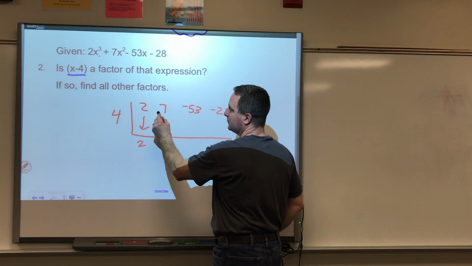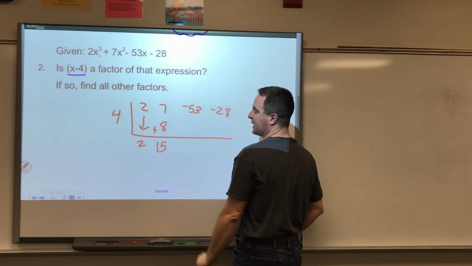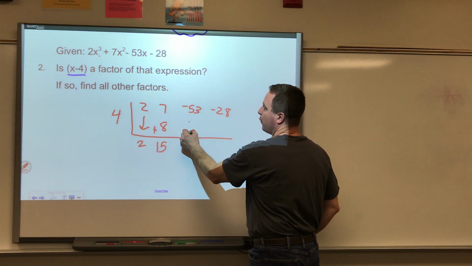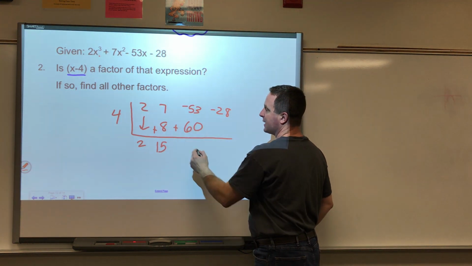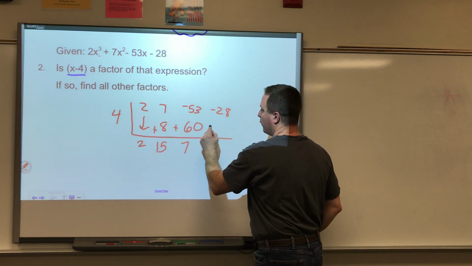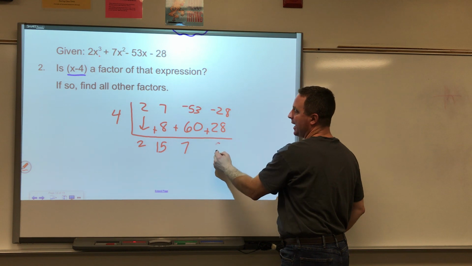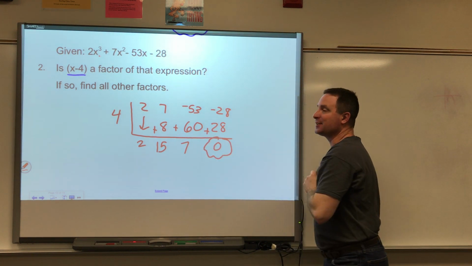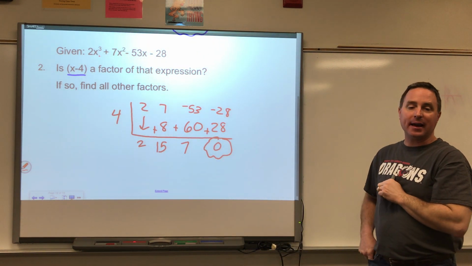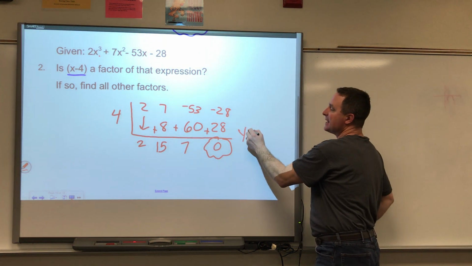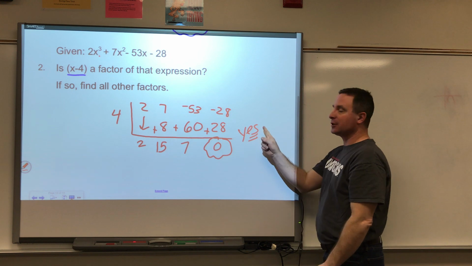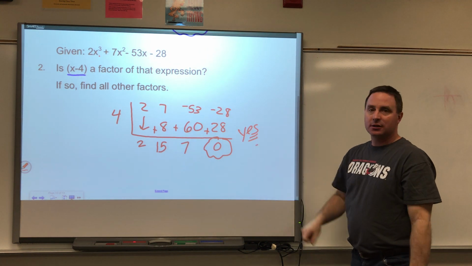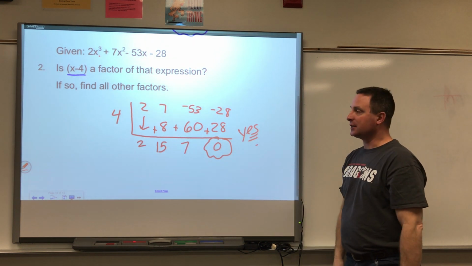I get 8. Plus 7 is 15. 15 times 4, if you did it on your calculator, is going to be 60. If you add these together, I get 7. And 4 times 7 is 28. And look at that, I got a 0. That's good news. We like that. So that means yes, x minus 4 is a factor. And make sure on your homework you write the word yes if you get a 0.